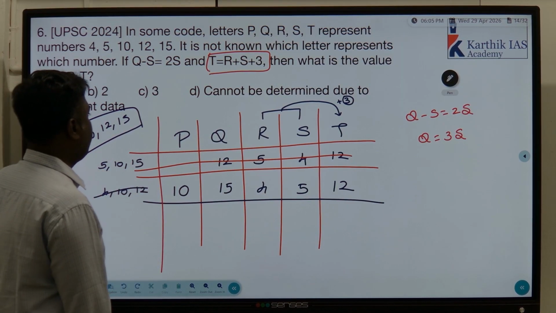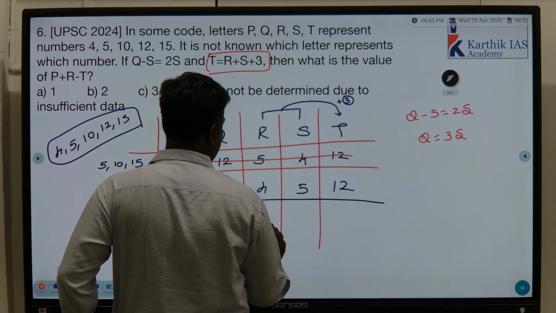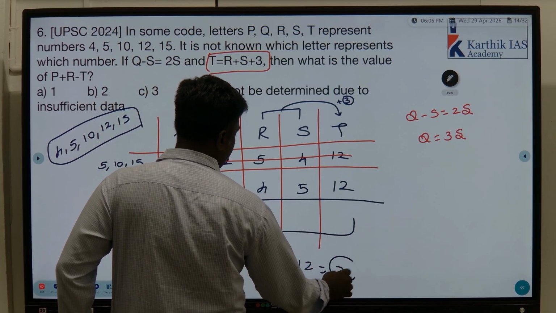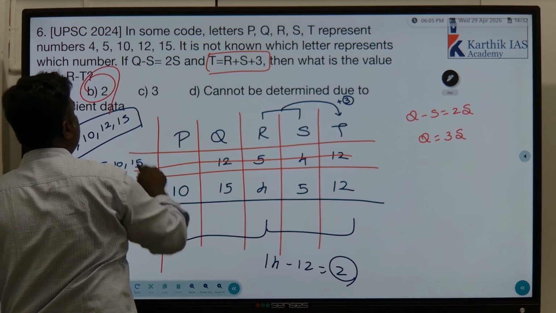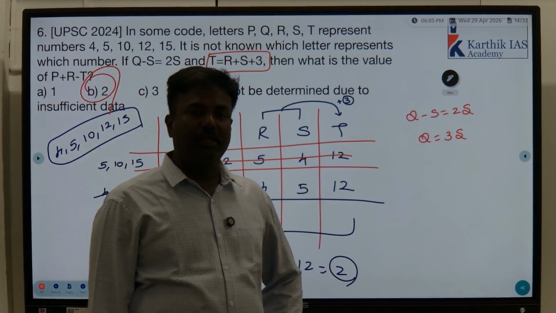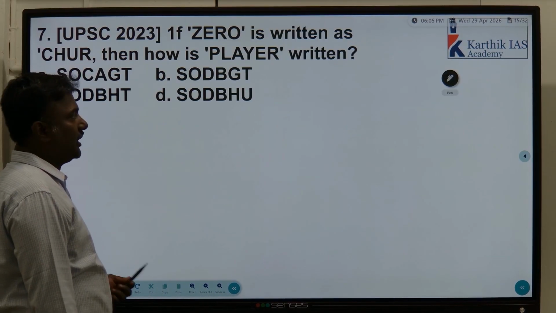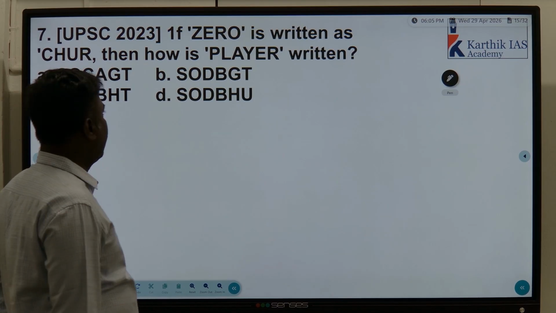What is the value of P plus R minus T? P plus R minus T: 14 minus 12, 2. Maybe a number system question also, but since coding-decoding was mentioned, I just took it here. And in the number system video also, we'll see it in detail.